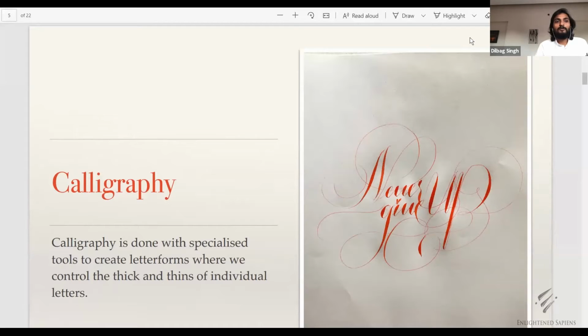The whole difference between all these four is the process. That's how we understand it. The process is different. Sometimes you can even get confused between typography and hand lettering too. But when you go through the process and understand the tools, you can differentiate between calligraphy and hand lettering. So let's move to handwriting.